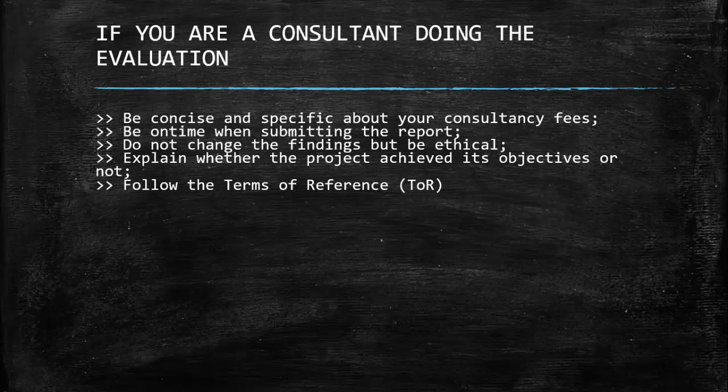These are very important points because, guys, you have to be clear that as a consultant, you're an independent person who's been brought on board to analyze things. So be ethical, okay? Tell them that this is your role, you're doing your job, and most important, follow the terms of reference that they've given to you, because that terms of reference is more like the guiding point for you. Be objective and also be clear about your fees.